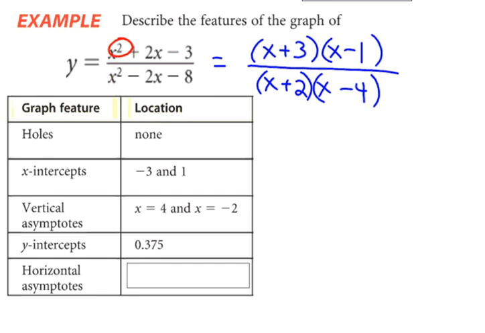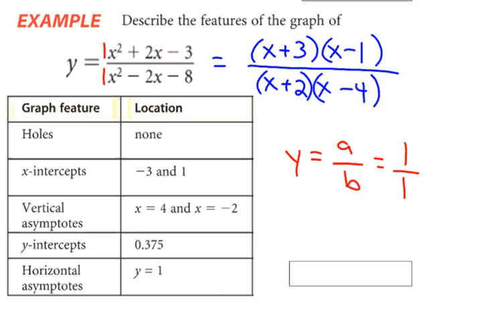So the equation of our horizontal asymptote is going to be y equals a over b, where a is the leading coefficient of the numerator, which in this case is a 1, and b is the leading coefficient of the denominator. In this case, it's also a 1. So the equation of our horizontal asymptote is y equals 1.